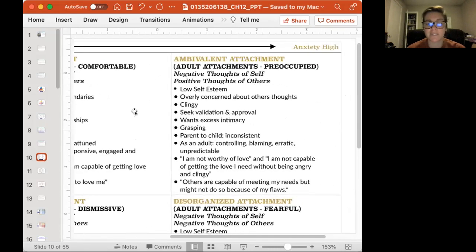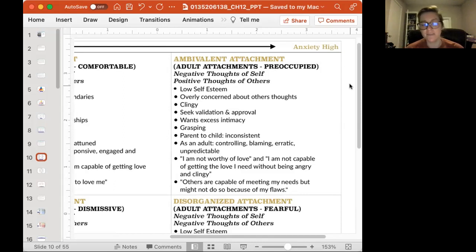With this attachment style, you would see negative thoughts of self and positive thoughts of others, which could lead to low self-esteem, being overly concerned about what others think. He doesn't like me, she doesn't like me, they're mad at me, I don't know what they're going to do, they're going to leave me, these kinds of things. They might be clingy, seek validation and approval. They want excessive intimacy, perhaps. There's a lot of grasping for straws, if you will, attention seeking, trying to get anything they can. The parent to the child may be inconsistent. As an adult, they may be controlling, blaming, and erratic, or maybe even unpredictable.